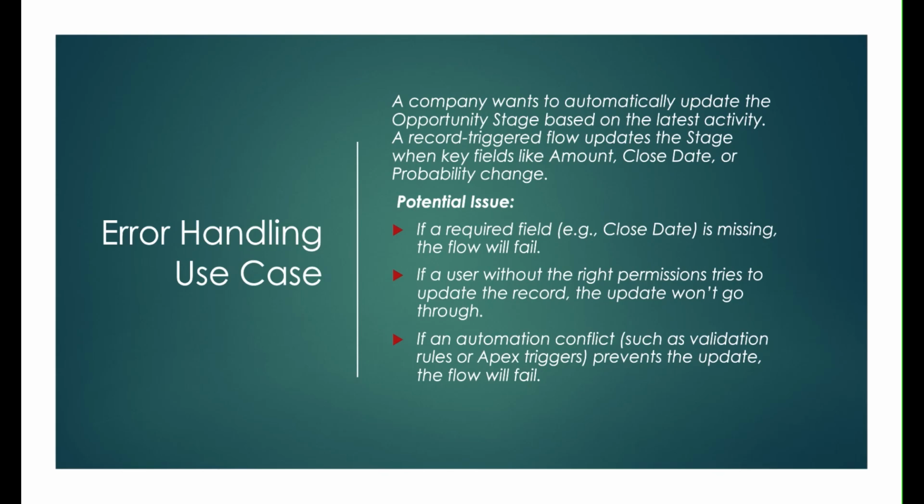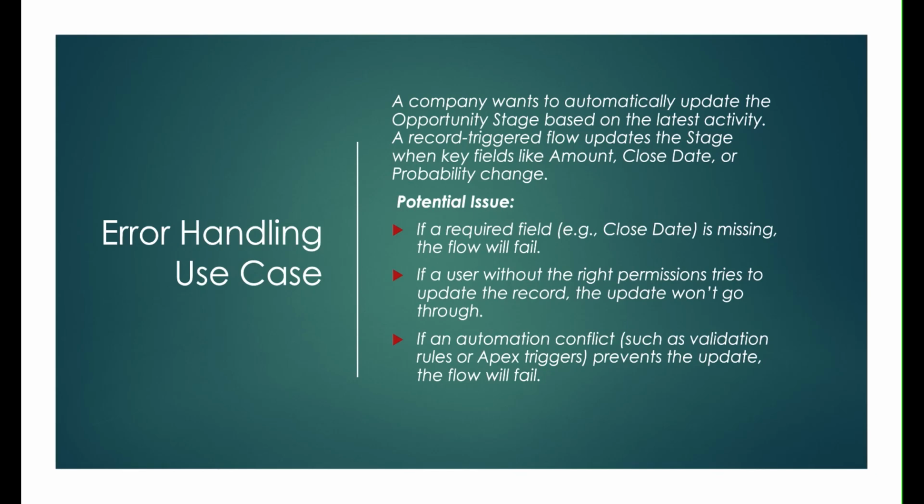And finally, a very common cause of flow errors is an automation conflict. What happens when there's a validation rule or an Apex trigger that is running on the exact same field? In that case, it is possible that the update doesn't go through and the flow errors out again.